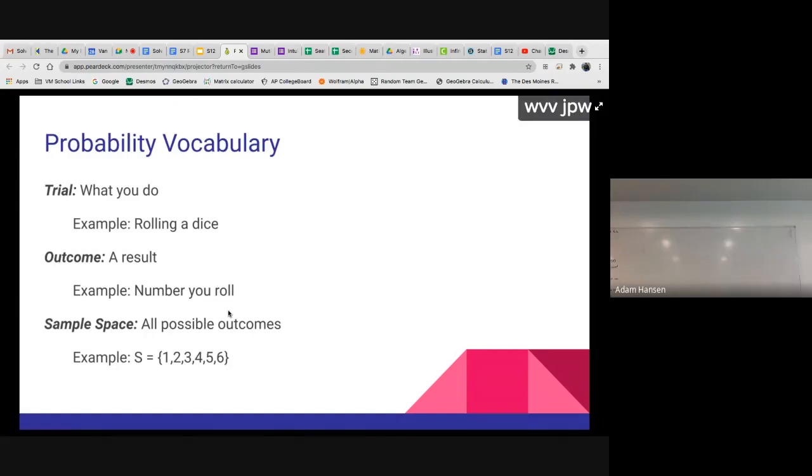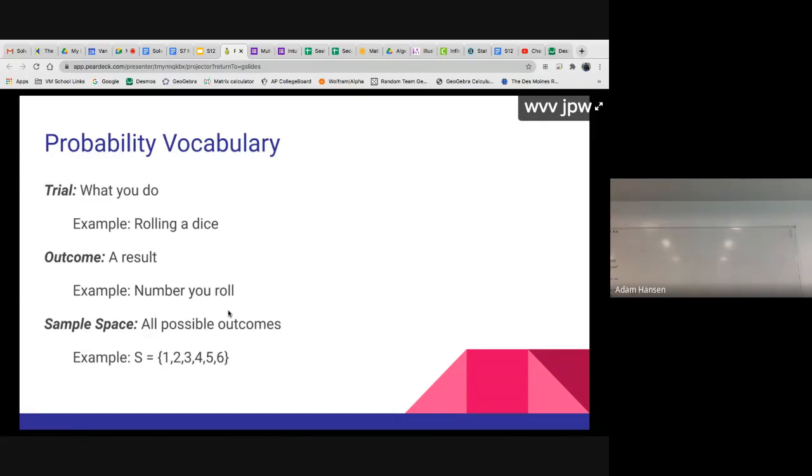The outcome is the result of the trial. So if I'm rolling a dice, what number did you roll? If I drew a card, what card did you pull? If I flip a coin, was it heads or tails? The outcome is the result of the trial. All possible outcomes is a set that we call the sample space.